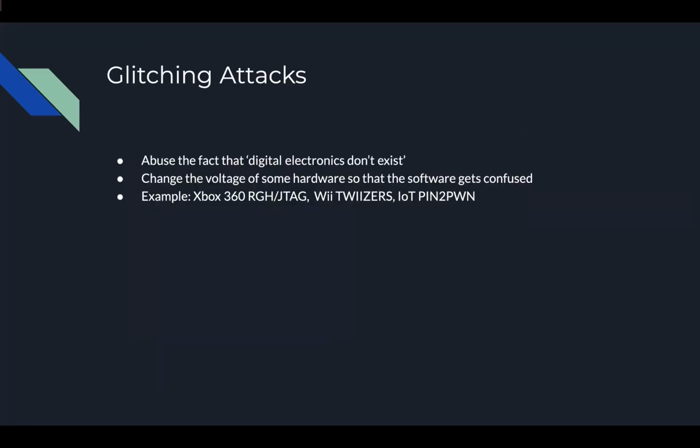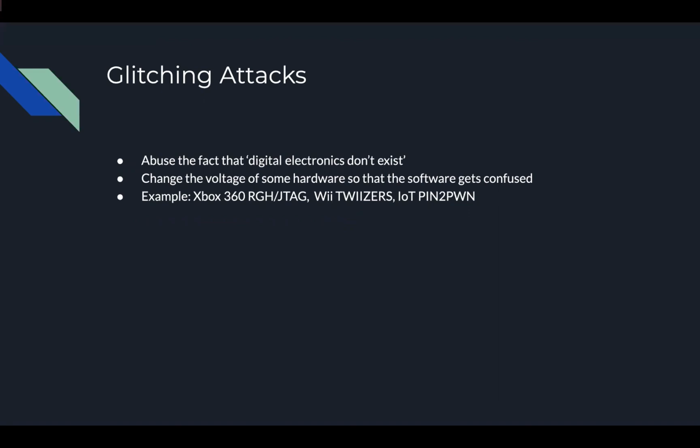So the next thing I'm going to talk about is glitching attacks. And these are super cool because they abuse the fact that, like I said earlier, digital electronics don't exist, even though they do, but not on that idealized model. And it's, like I said, just changing the voltage of some hardware so that software gets confused. And I'm going to go into detail for each of these 3 things that are case studies that I think are really interesting.